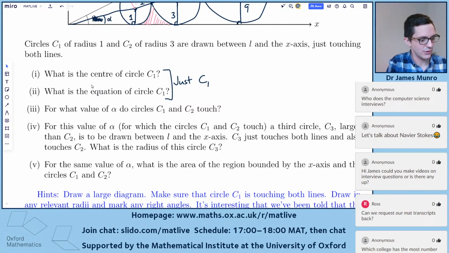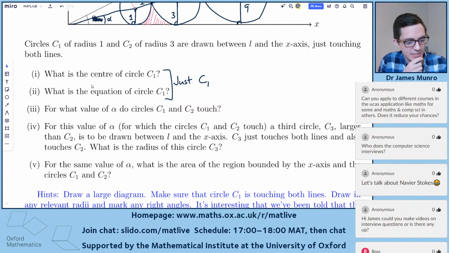Can you apply to different courses? What's this question? Different courses in the UCAS application, like maths for some and maths and computer science for others. You can do that. That's allowed. Does it reduce your chances? I don't think so. We don't know who else you've applied to. So if you apply for maths at one university, maths and computer science at another university, we don't know. We just get your maths application. That's called invisibility. Universities can't see your other applications. So yeah, there's no sort of prejudice there.